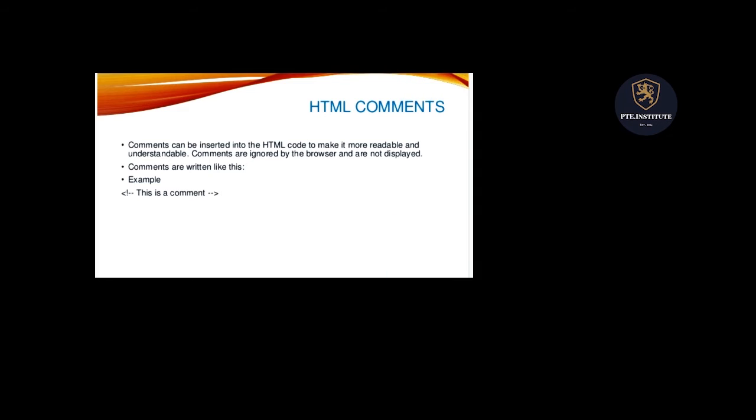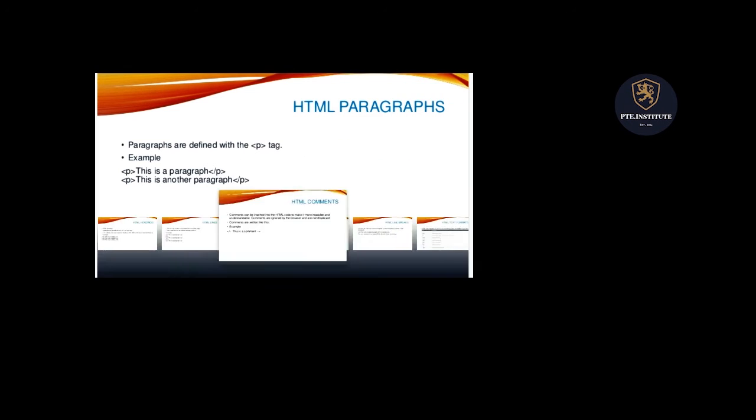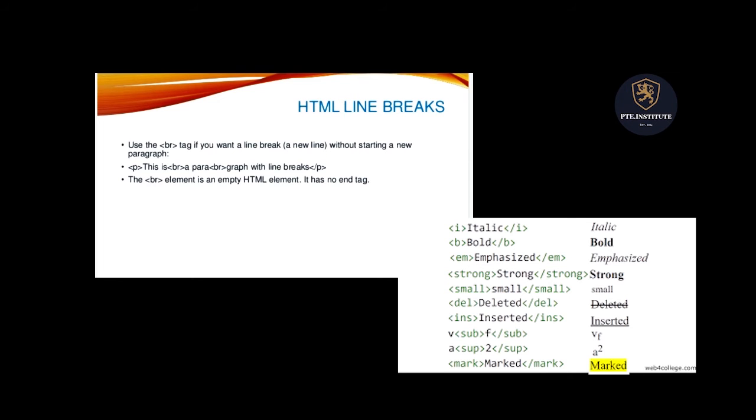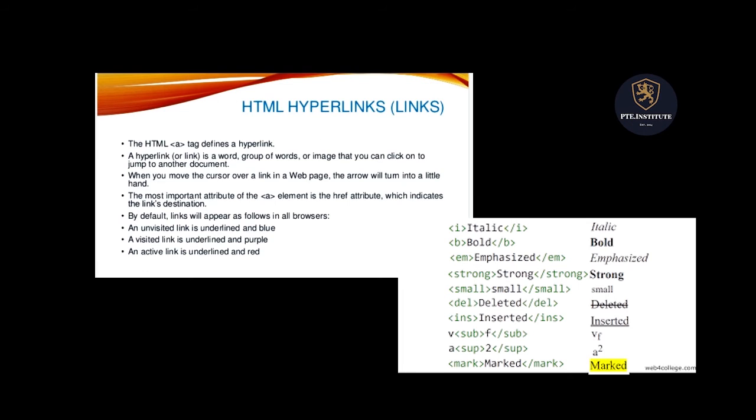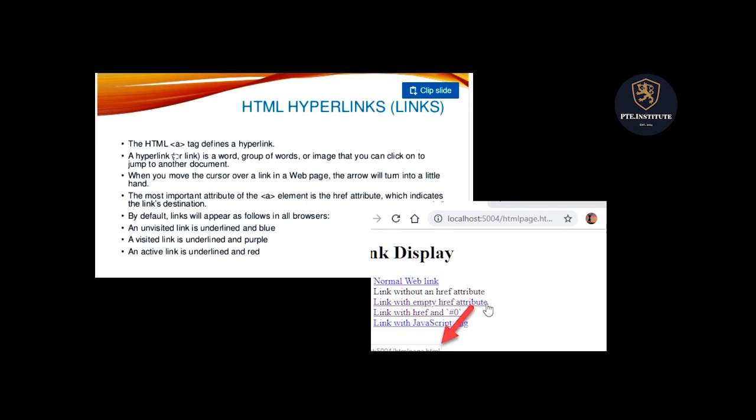So you remember that this particular tag is for a certain functionality or a certain portion of the page. Paragraphs are defined with the p tag. Then this is another example. We have already discussed BR. HTML uses tags like B and I for formatting output, like bold or italic. So there are em for emphasized, italic, small, and strong tags. All we need to do is use the HTML tags, because that's how the browser will understand what we want to display. Hyperlinks, the a tag, we already looked into.